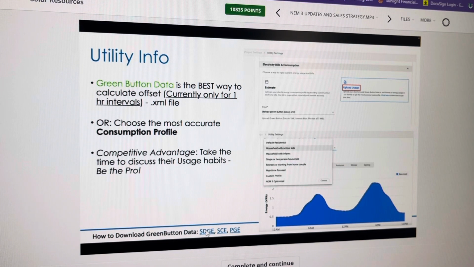Not only is this the right thing to do, this is going to give us a competitive advantage, because a lot of our competitors are just going to do the old school approach: you use 1,000 kilowatt hours a month, we'll give you a system that produces 1,000 kilowatt hours a month. But it's not that simple anymore. We've got to take into account when they're using power so we can size everything appropriately. So take the time, be the pro.